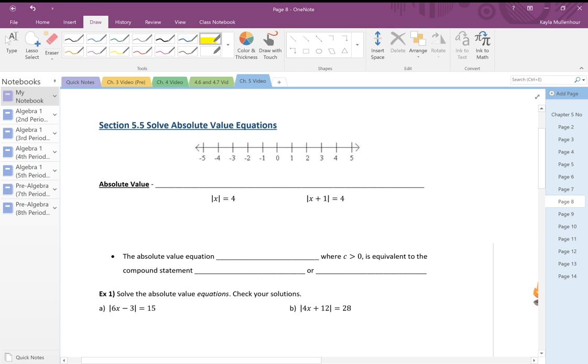Section 5.5, solve absolute value equations. The keyword here is going to be equations, so you're going to see an equal sign. Okay, so let me give you a little example first of what you can expect to see here.